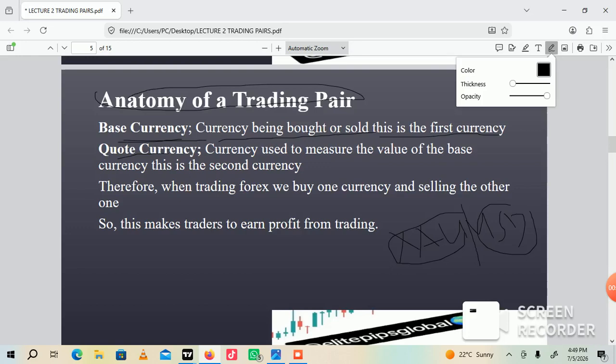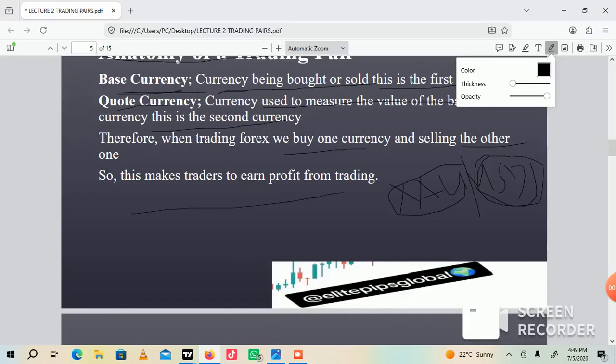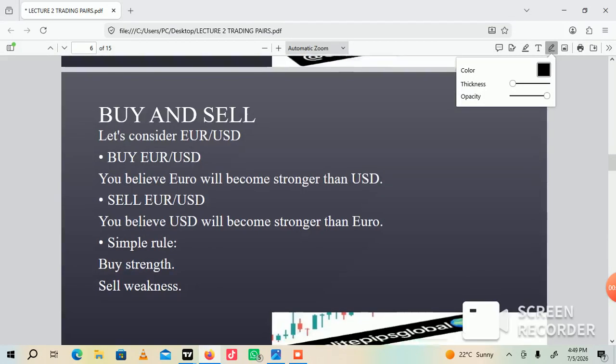Quote currencies are used to measure the value of the base currency. This is the second currency. So the second currency, for example in the pair XAUUSD, is what we call the quote currency. Therefore, when trading forex, we buy one currency and sell another at the same time. This makes the trader earn profit from trading.